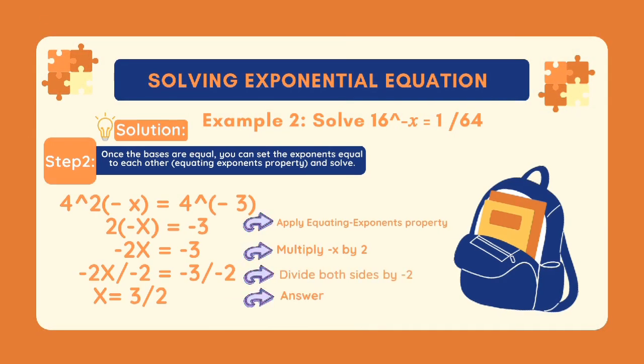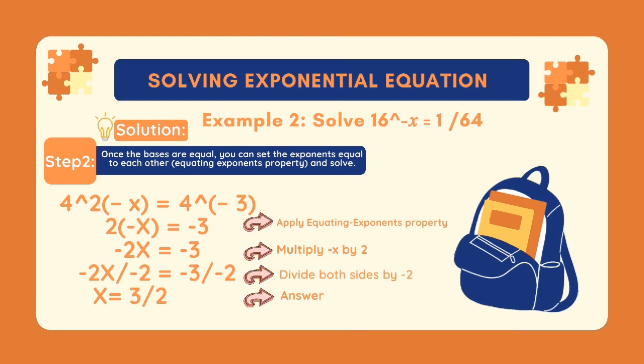Step 2. Once the bases are equal, you can set the exponents equal to each other, or equating exponents property, and solve. So, for our example, we will apply the equating exponents property and we will get 2 times negative x equals negative 3. Multiply negative x by 2 and we will get negative 2x equals negative 3. Divide both sides by negative 2. Our equation will then be negative 2x over negative 2 equals negative 3 over negative 2.